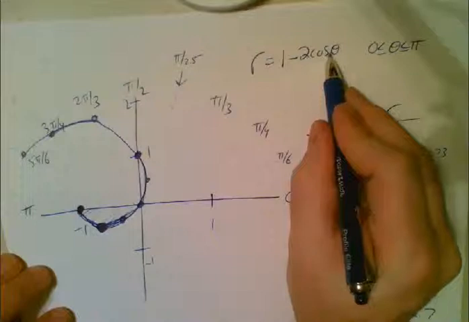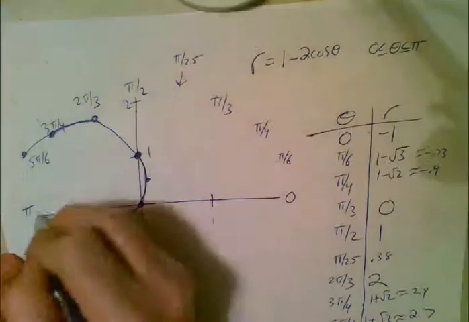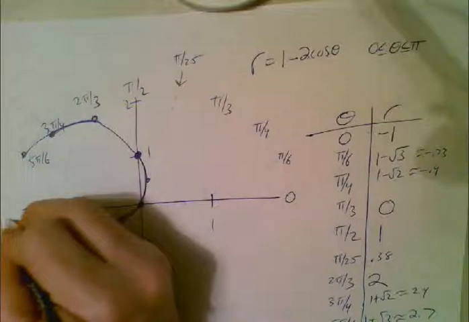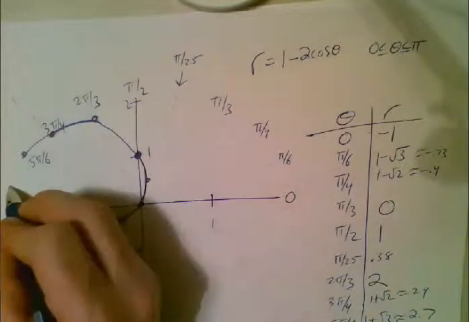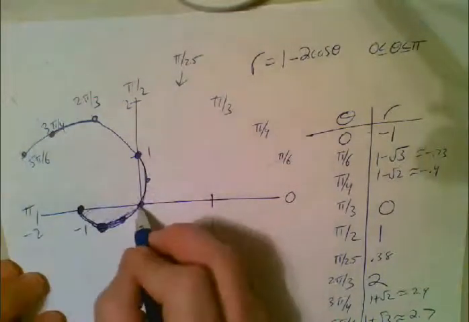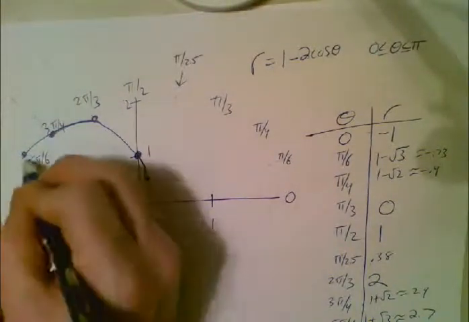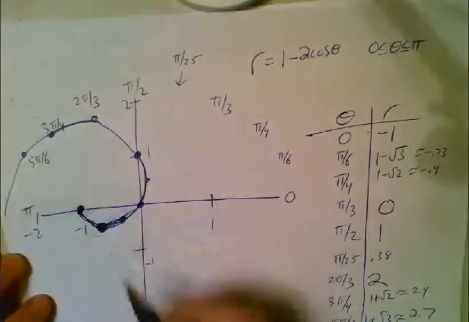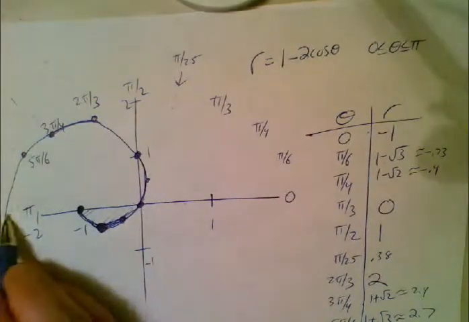And of course, last but not least, how about pi? Cosine pi is negative 1 times negative 2 is positive 2, plus 1 is 3. Of course, I don't have enough room for 3 units away going along the pi line. You can almost tell it's basically like right here. So 3 units away going along the angle of pi would be somewhere out here.